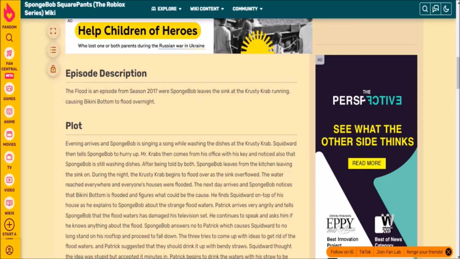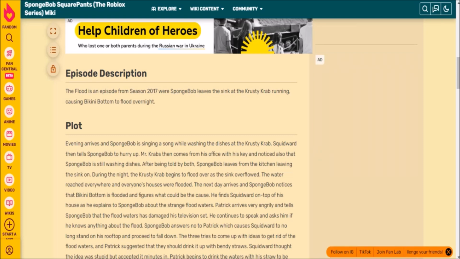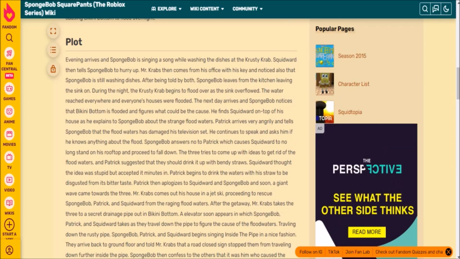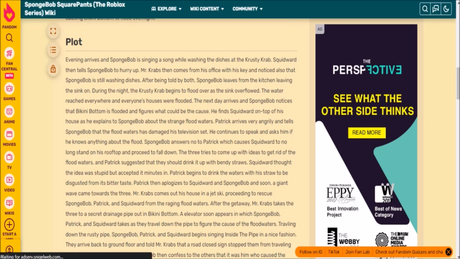The next day arrives, and SpongeBob notices that Bikini Bottom is flooded and figures out what could be the cause. He finds Squidward on top of his house as he explains to SpongeBob about the strange flood waters. Patrick arrives very angrily and tells SpongeBob that the flood waters have damaged his television set. He continues to speak and asks him if he knows anything about the flood. SpongeBob answers no to Patrick, which causes Squidward to know. Squidward, standing on his rooftop, proceeds to fall down.